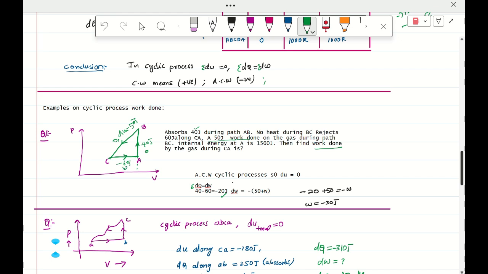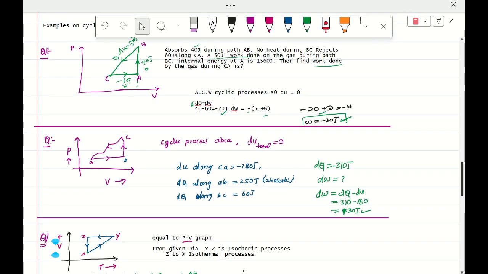Therefore, total work done is equal to this. And here, is it positive or negative? Work done from C to A: positive or negative? At constant pressure, the volume is increasing, right? The volume from C to A is increasing. Volume increasing means compulsorily positive work done. But the cyclic process is anti-clockwise, therefore the work done is negative. Negative of minus 50 plus W is equal to minus 20. So minus 20 plus 50 is equal to minus W. W is equal to minus 30 joules. Verified. So no doubt, minus 30 joules is the work done.